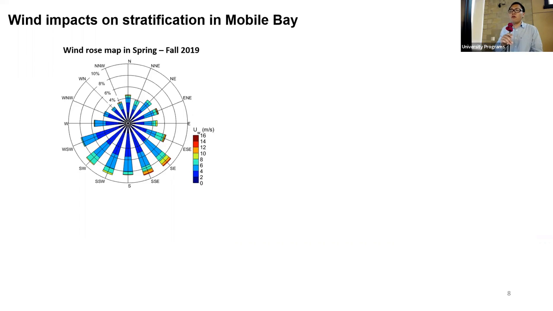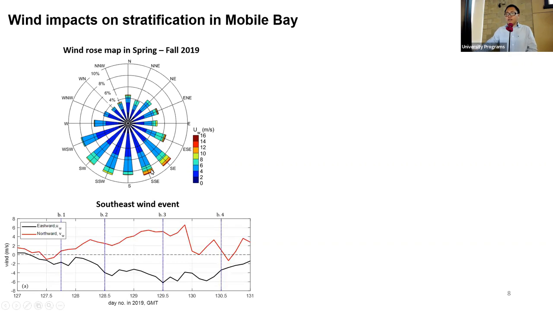From spring to the fall, the wind patterns are dominated by the southeast wind and also the southwest wind. While further checking the wind speed, we can see the higher, stronger wind is from the southeast, right, by this rose map. And then, to clearly show the patterns, we picked a southeast wind event in May 2019.